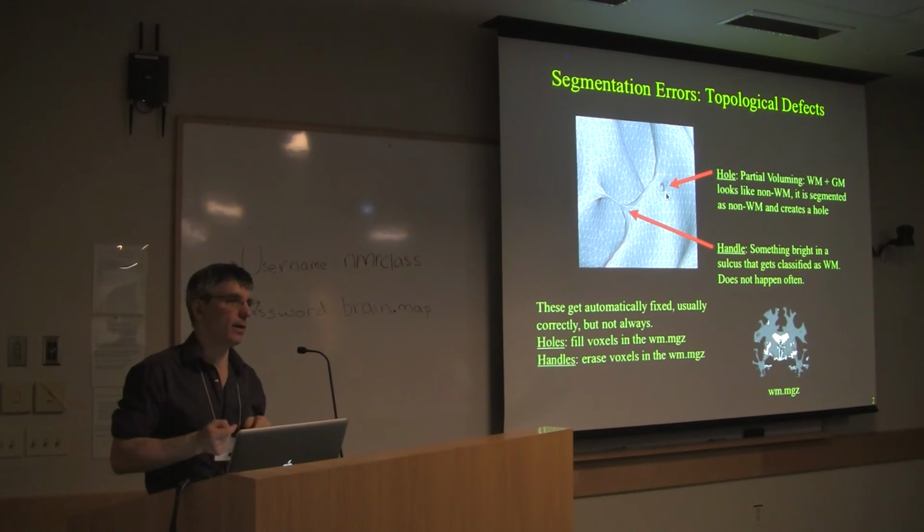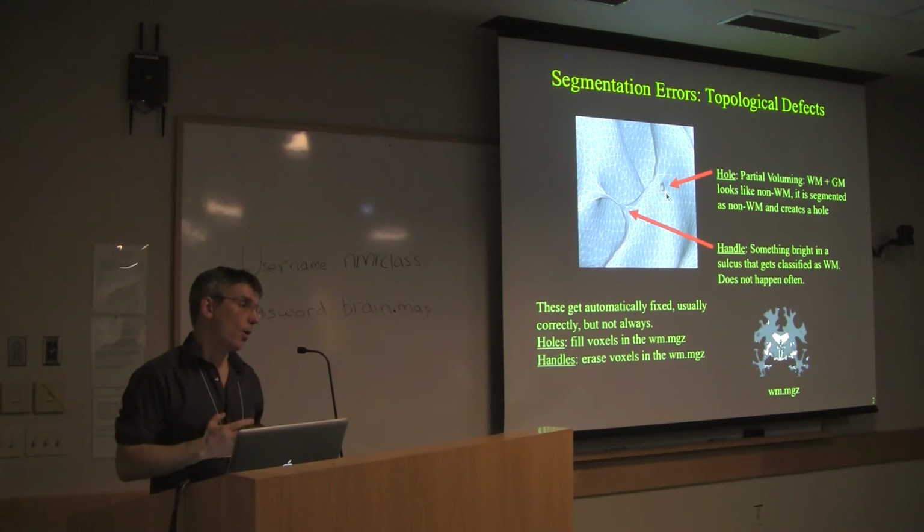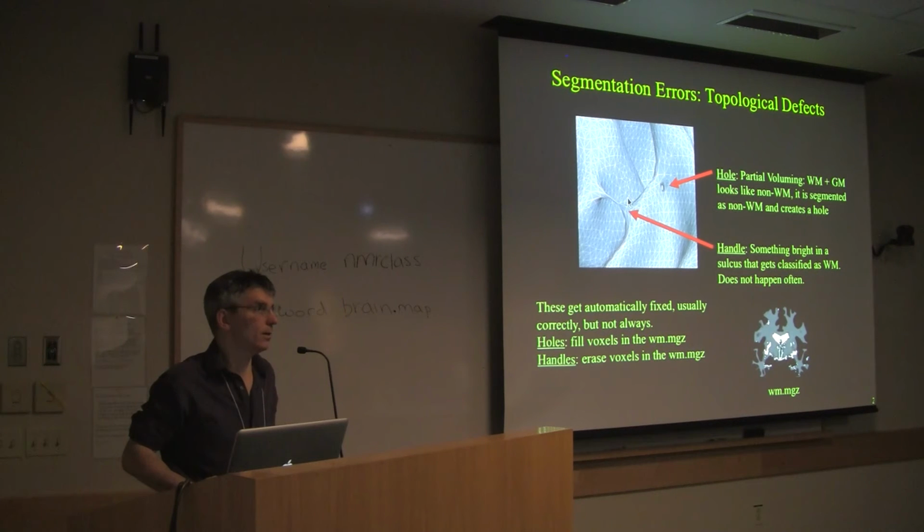There's an automatic topology correction inside of FreeSurfer, and it usually works really, really well, but it doesn't always work perfectly. So the way that it works internally is it looks at these things and says, okay, that looks like a bridge from one sulcus to another. I'm going to cut that out. And even though this was originally segmented as white matter, this little bridge, I'm going to resegment it as non-white matter. So this indicates a segmentation error.